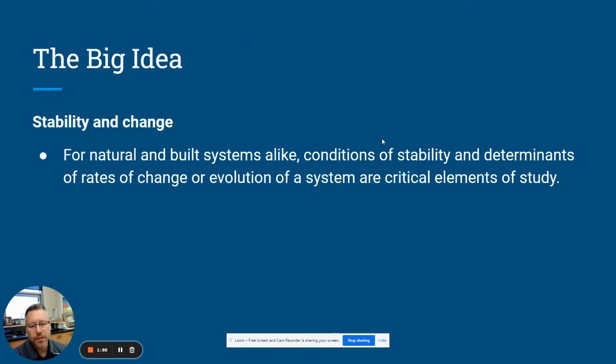All right, big idea for this whole lab. Just read the screen. It says, for natural and built systems alike, conditions of stability and determinants of rates of change or evolution of systems are critical elements of study. So we're looking at how things change.